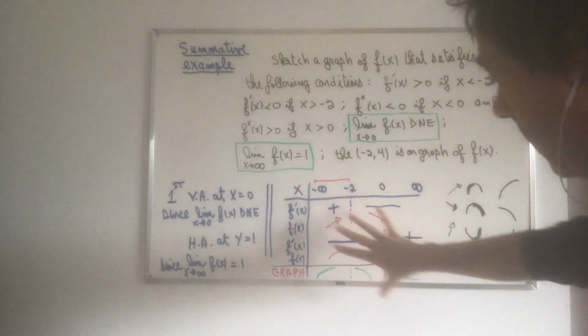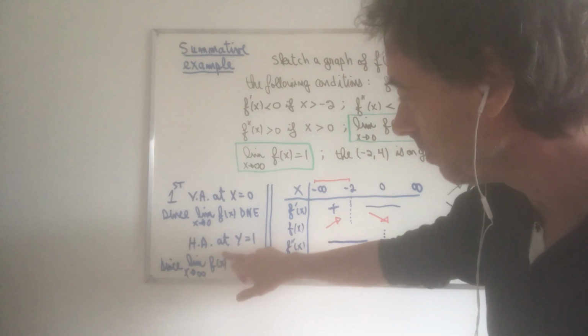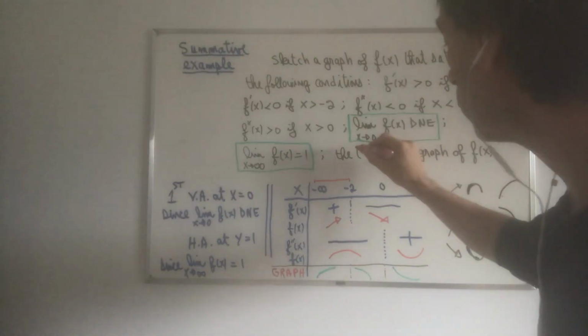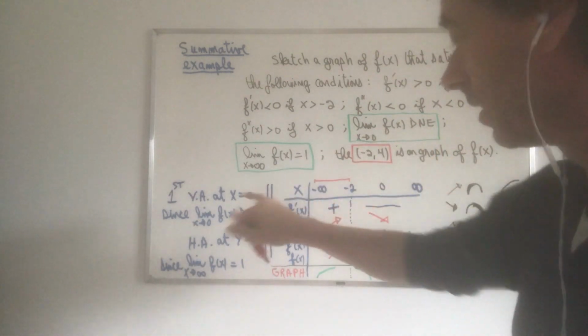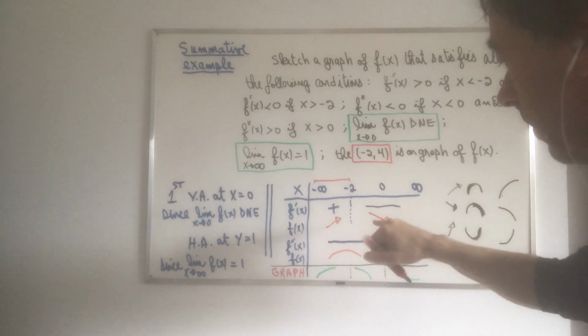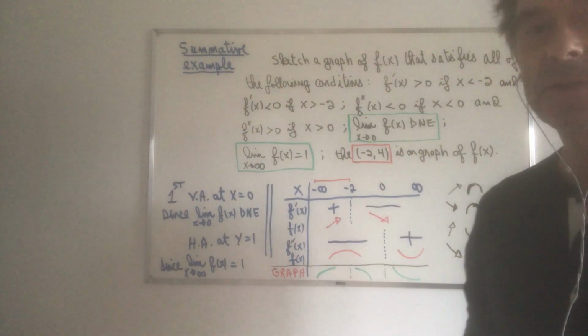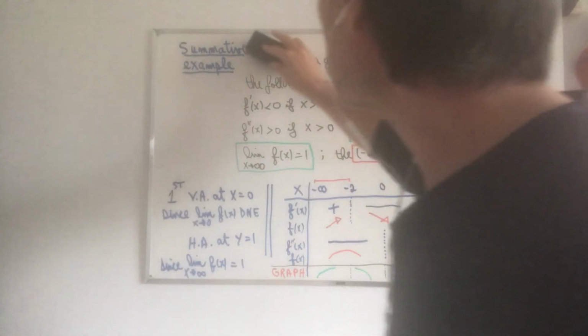But all I want to say is that using this table and the information about the asymptotes, along with one little thing here, that the point minus 2, 4 is on the graph, using asymptote information, a point on the graph, and the table of variation, I can sketch the graph that I want. Oh yeah. All right. So let's do the graph. Let's do it here.